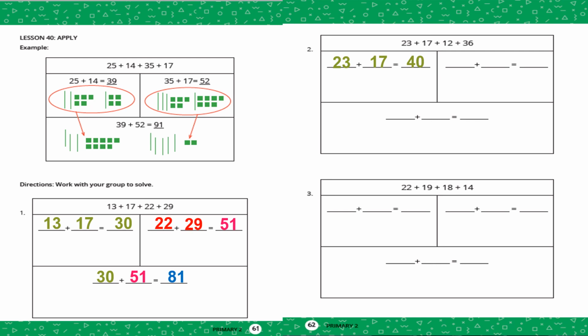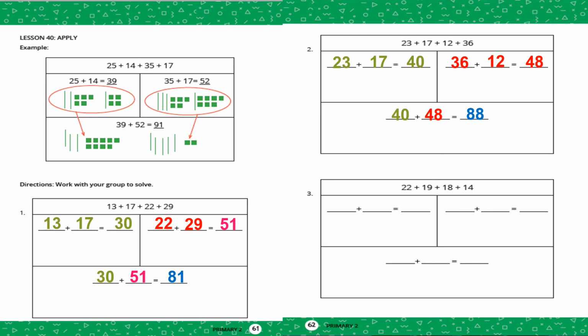Then we will put 12 plus 36. 6 plus 2, after 6: 7, 8. 3 plus 1 equals 4. 48. Finally, we will put 40 plus 48. 0 plus 8 equals 8. 4 plus 4 equals 8. 88.